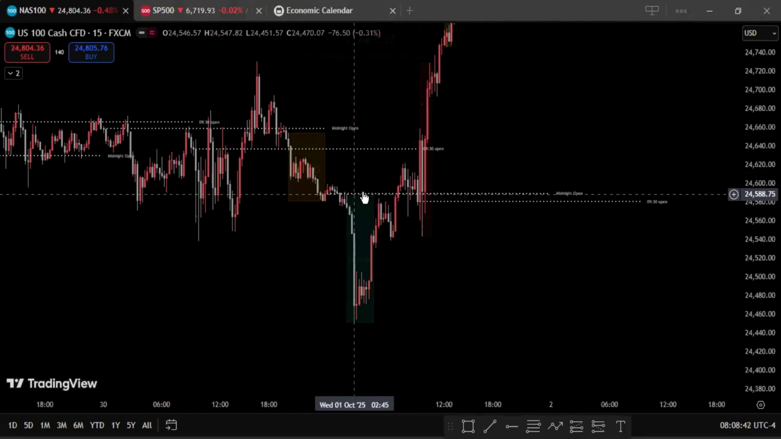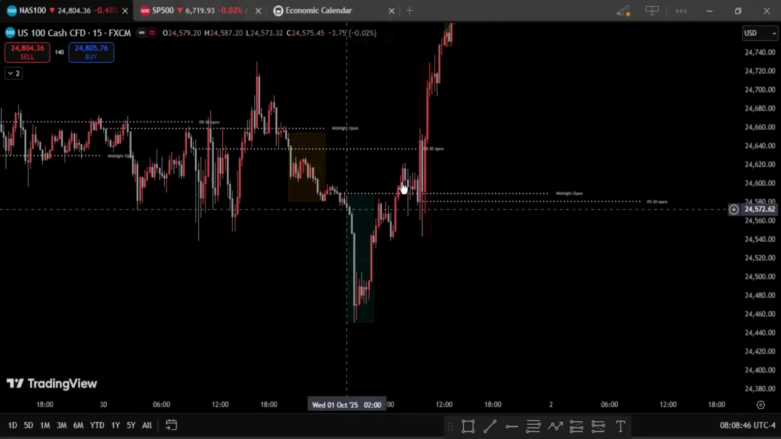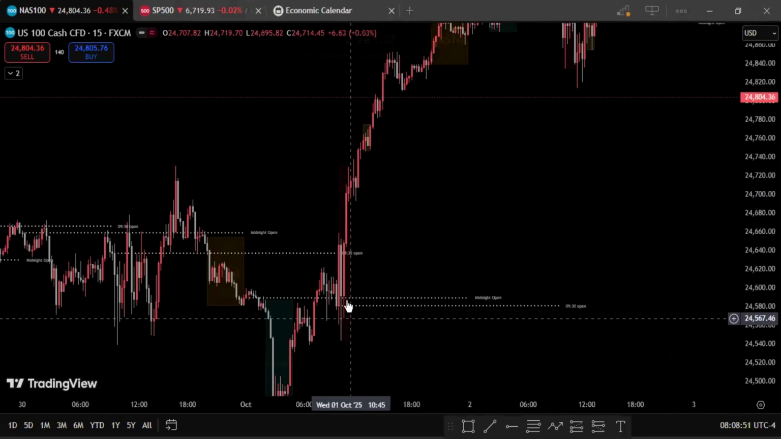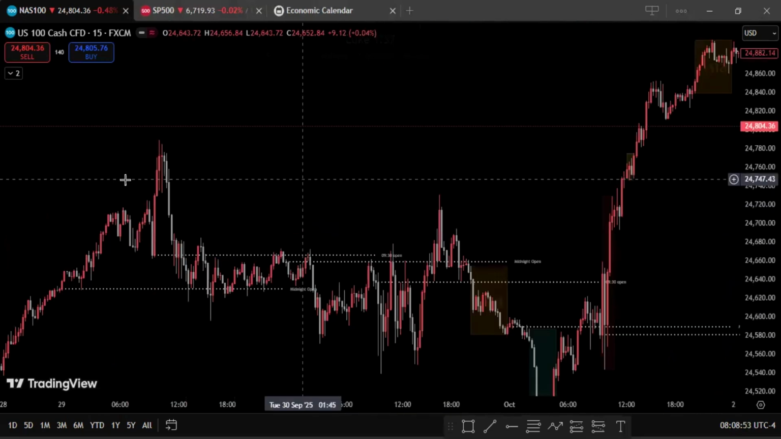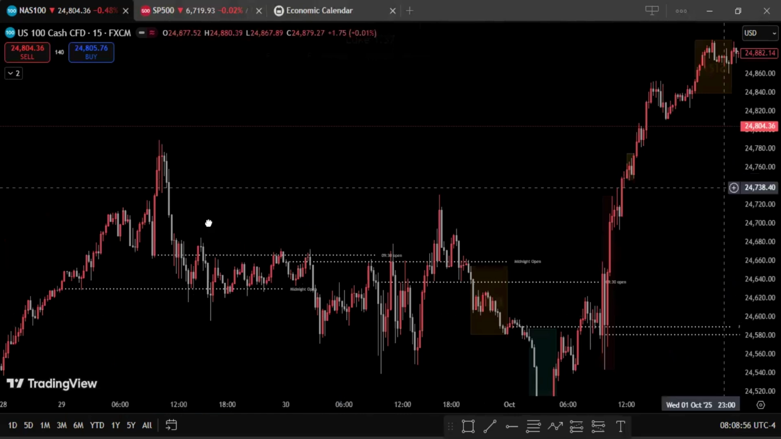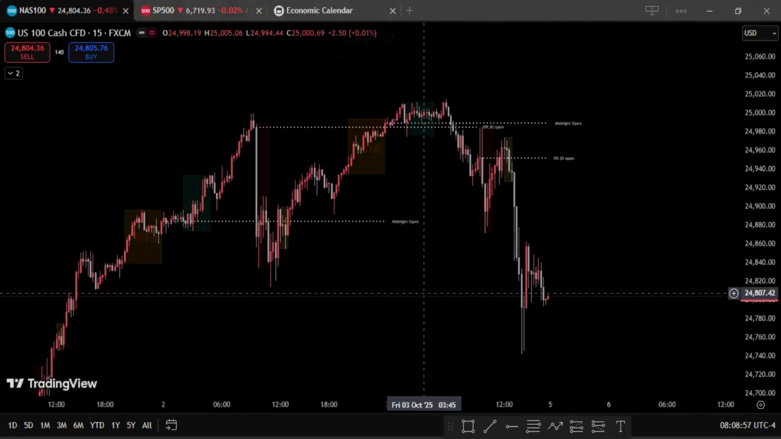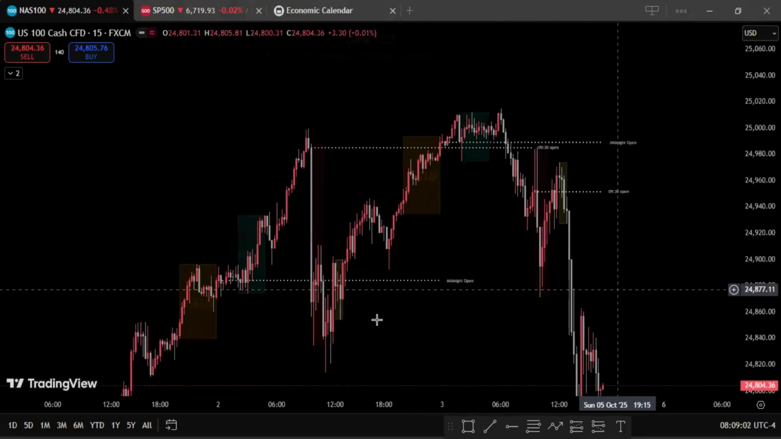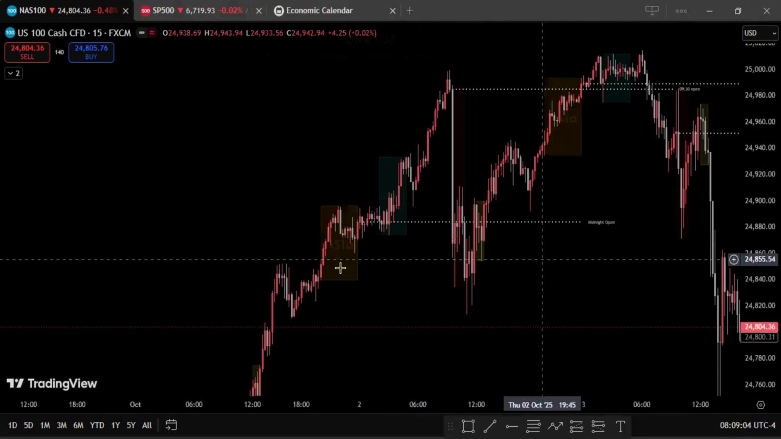Then we have another one right here, but then the New York session opened when we're already there. There are some days where you're not gonna catch nice moves like you would have on this day. But yeah, that's how I trade the midnight open. And then let's go down to the lower time frame.